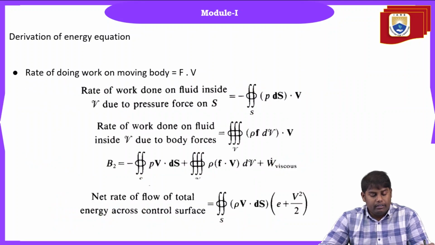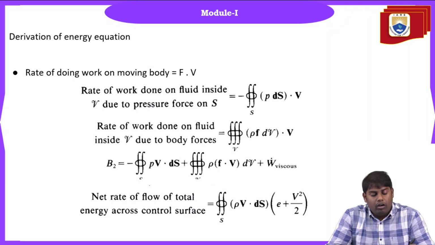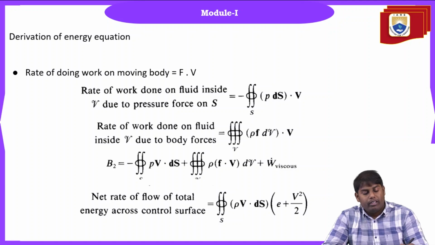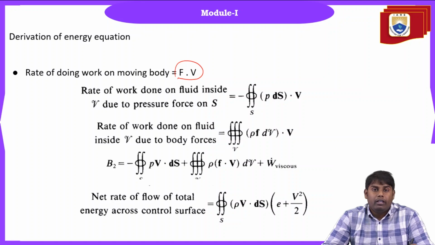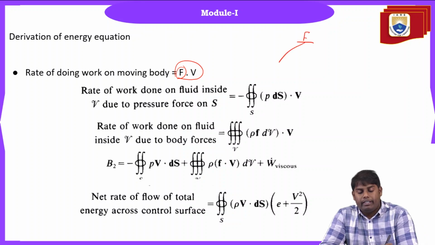Next we have B2. We have completed the heat, now we will see the work. The rate of doing work on a moving fluid is F dot V. Whenever a fluid is moving, the rate of work done is the force F dotted with velocity. This force F is divided into two: one is body force, the other is surface force.